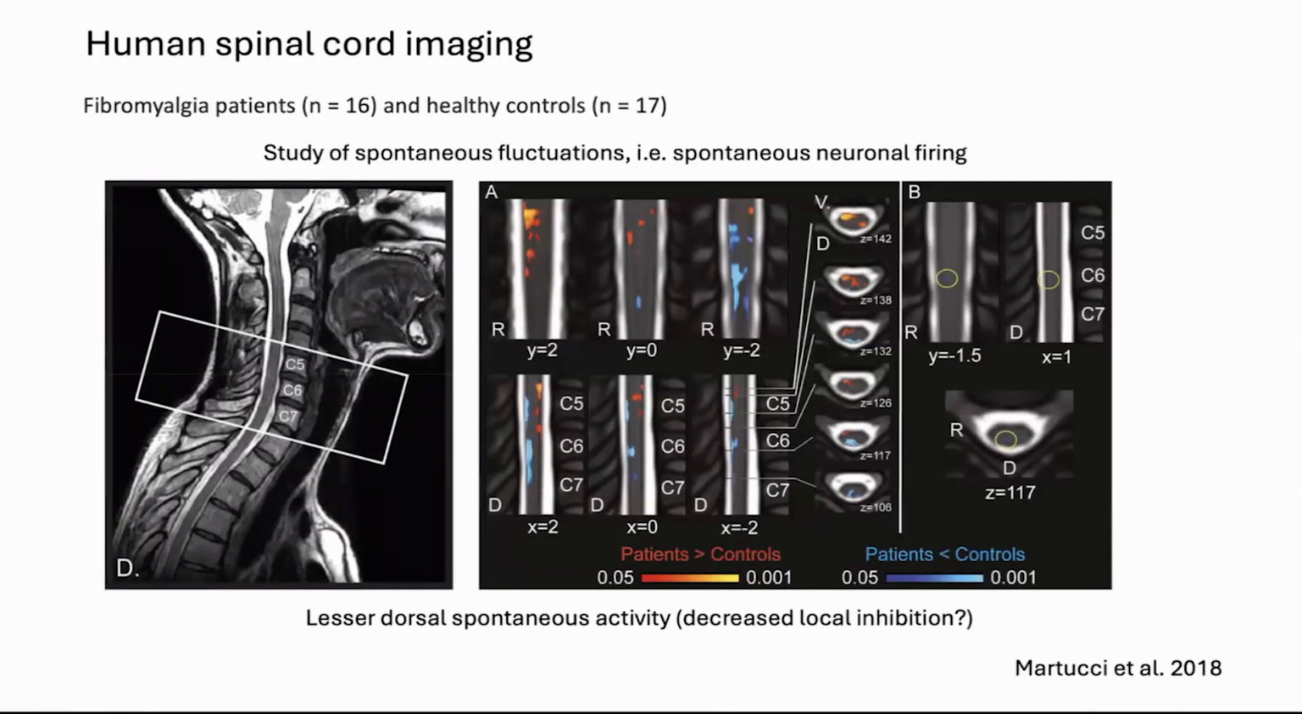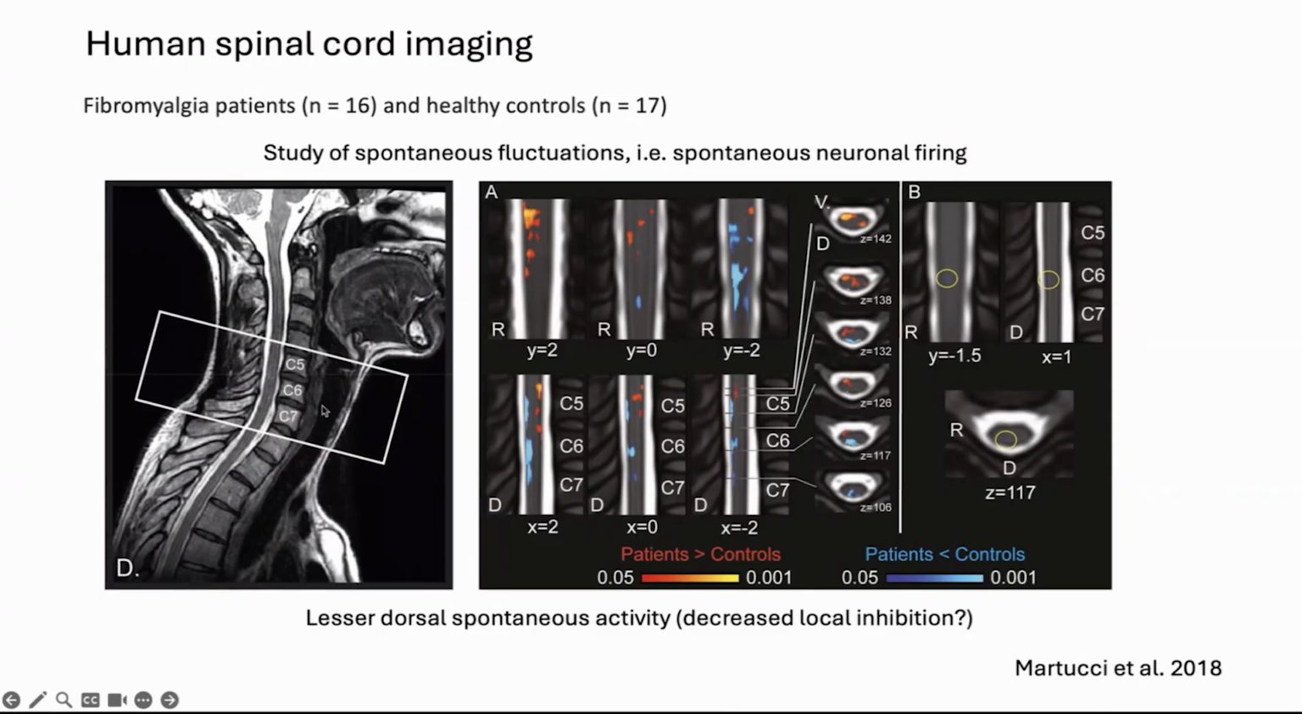Now, one of the reasons why we don't know a lot about the mechanisms of central sensitization in humans is because the technology to directly assess responses in the spinal cord is still lacking a little bit. There are still a lot of methodological obstacles that we need to overcome. Here I'm just briefly showing one example of some work that is trying to address some of these challenges.